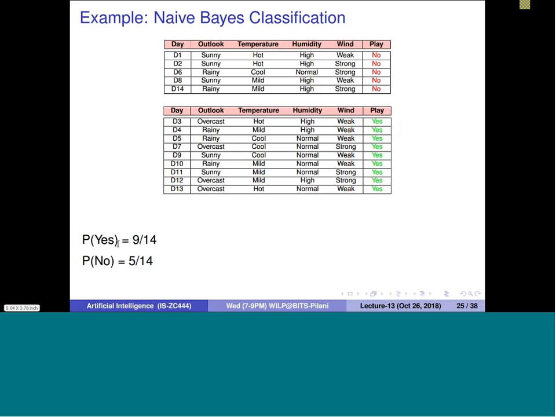All right. What is the probability of no? Can anybody tell? Let me go back. What is the probability of no? 5 by 14. All right, because 5 are no, and there are 14 examples. So 5 by 14.